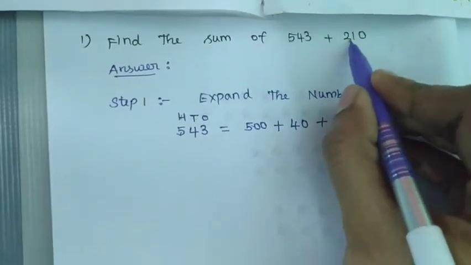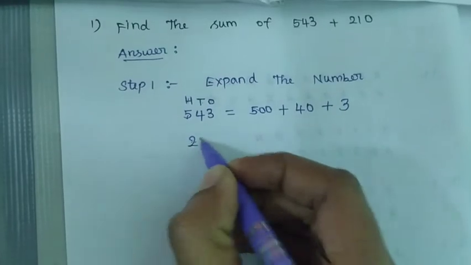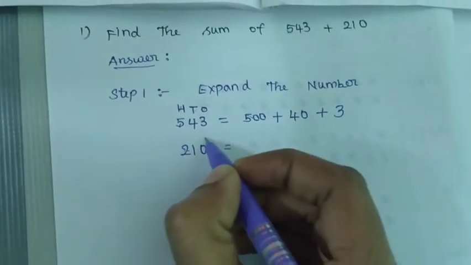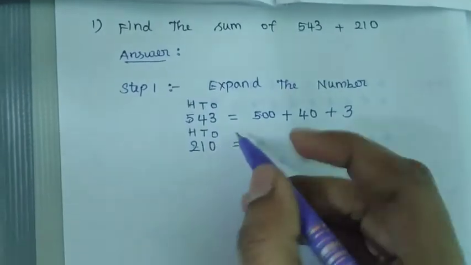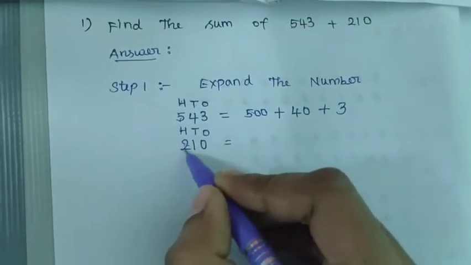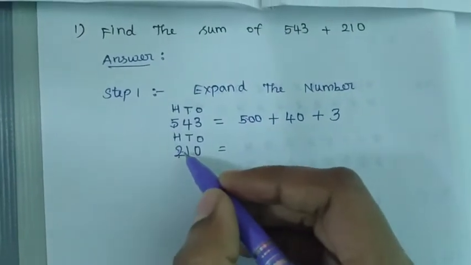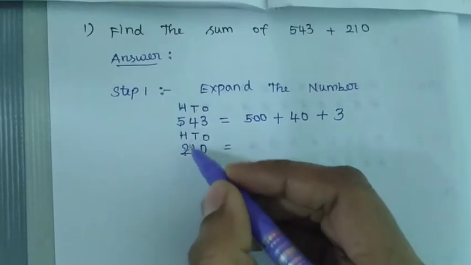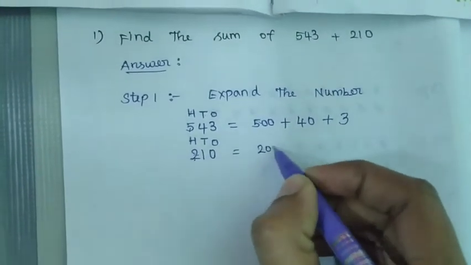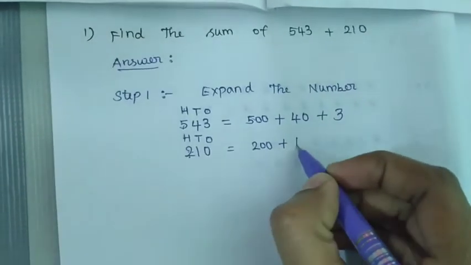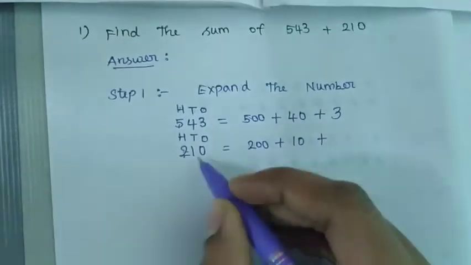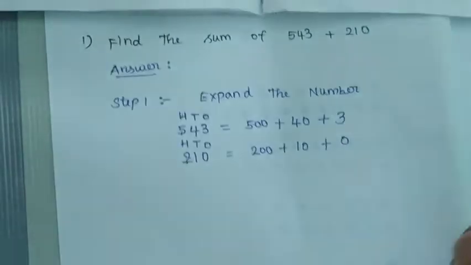Now we want to write the second number. 210 equal to. First write ones, tens, hundreds. Now here how many hundreds are there? 200. So 200 plus how many tens? 1 ten. 1 ten means 10 plus 0.